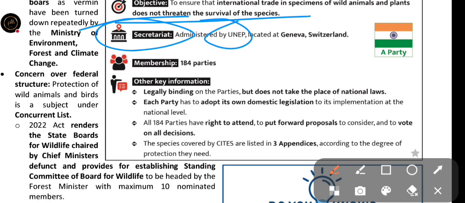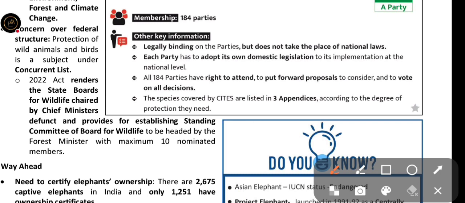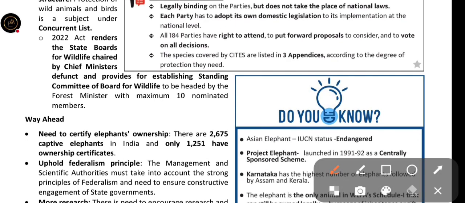Okay, and the secretariat is administered by the United Nations Environment Program, located at Geneva, Switzerland, and it has 184 parties as members. Other key information: legally, those countries which have signed under this body are legally bound. Okay, this convention is legally binding on the parties but does not take the place of national laws. So national laws are very strong against this convention, and each party has to adopt its own domestic legislation for its implementation at the national level. And all 184 parties have the right to attend, to put forward proposals, to consider and to vote on all decisions.